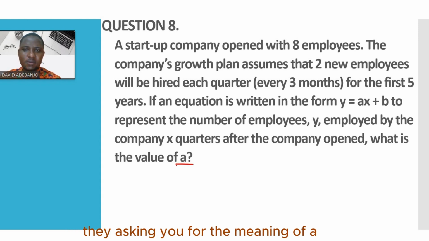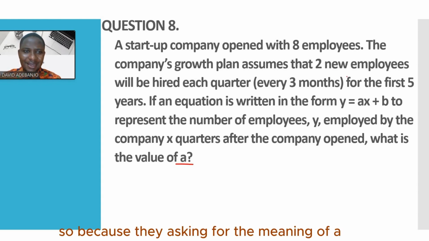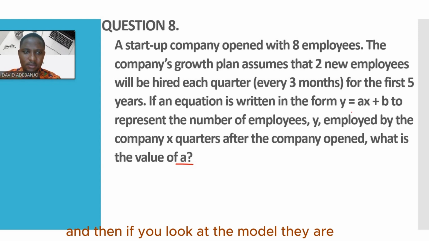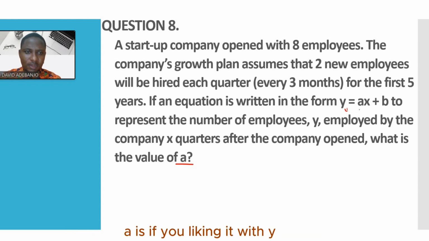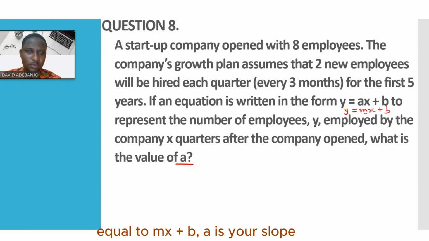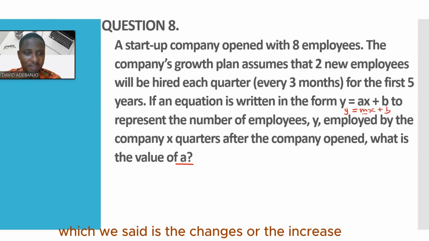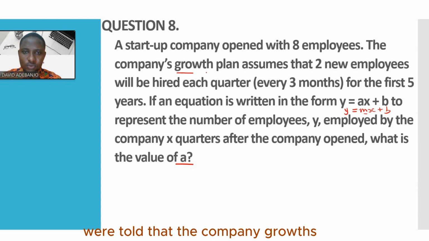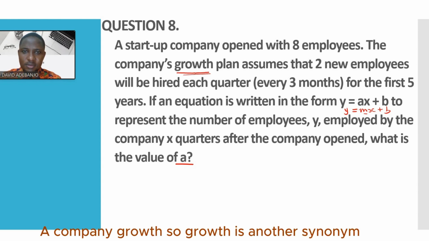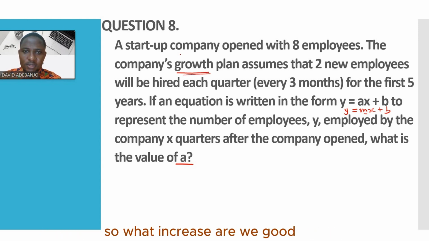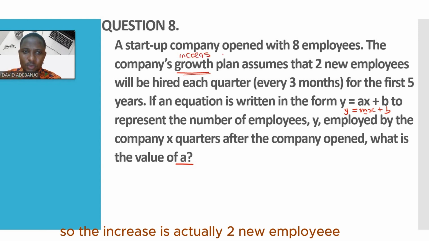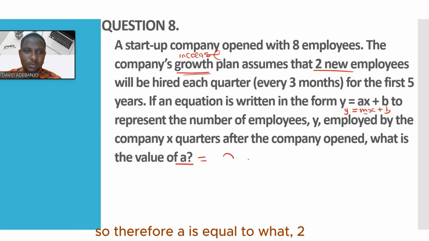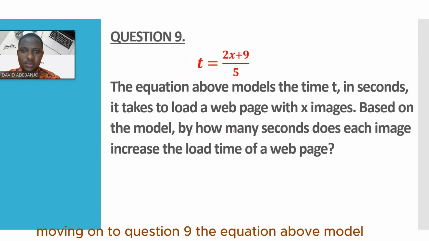Next question, we have a startup company with, I think, the same thing, but this time around they're asking you for the meaning of A. Because they're asking for A, if you liken the model with y equal to mx plus b, A is your slope, which we said is the change, the increase. And what was the increase? We're told that the compounding growth, so growth is another synonym of what? Increase. Are we good? So the increase is actually 2 new employees. So therefore, A equals what? 2.